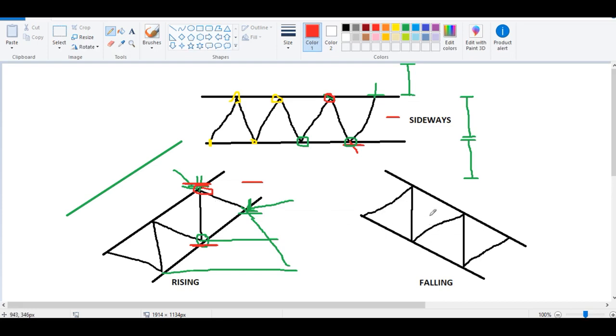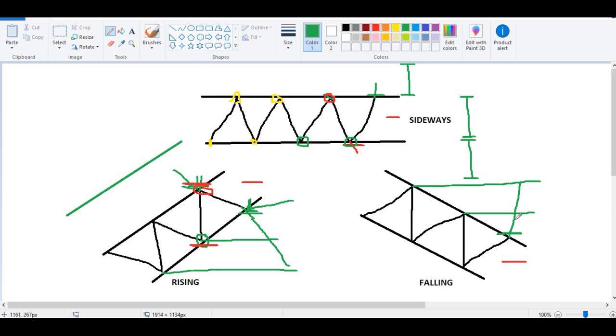Now let's come to the falling channel. If we're looking at the breakouts, then I will enter long if it breaks out towards the upside. Stop loss can be the midpoint, and my targets will be the first swing high and second swing high here.